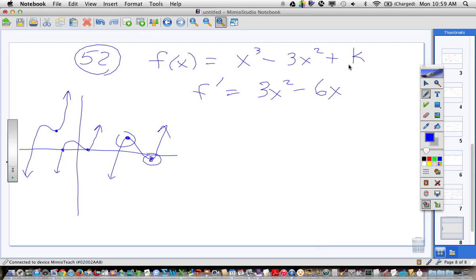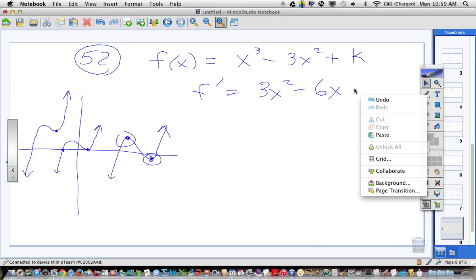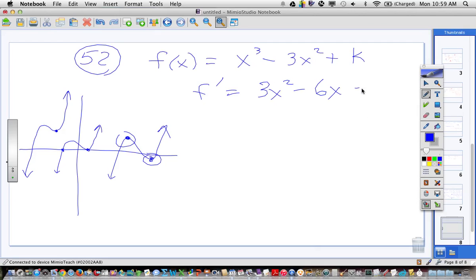The k disappears, right? What's a derivative of a constant? 0. So that disappears. We're going to set that equal to 0. Well, that's going to be an easy thing to solve. We're going to take out a 3x. We get x minus 2. We get x equals. So which one of those is local max? 0. And that's local min.